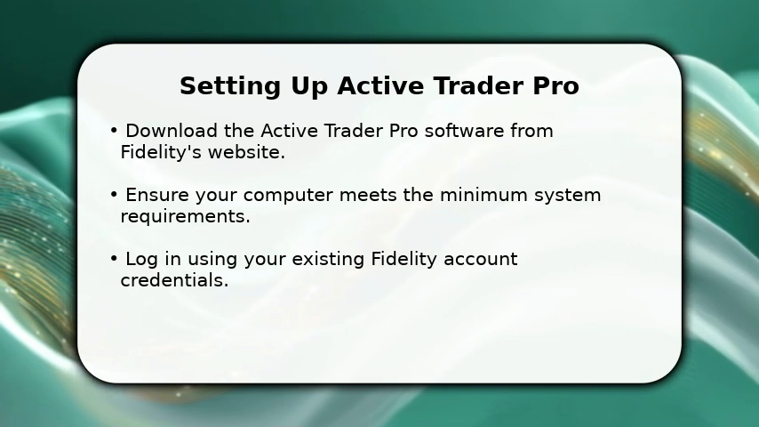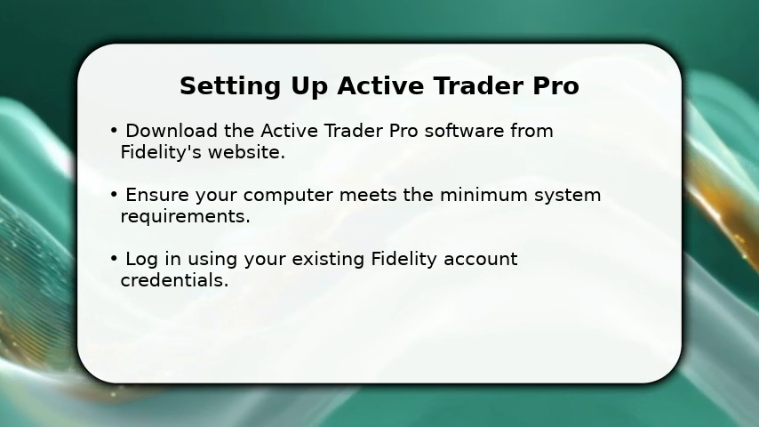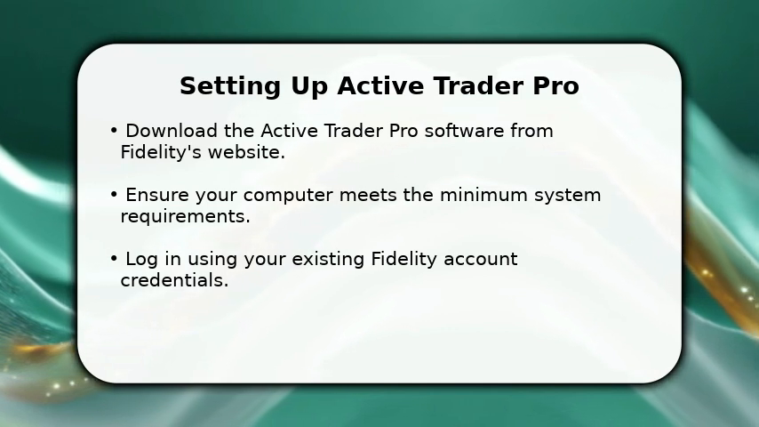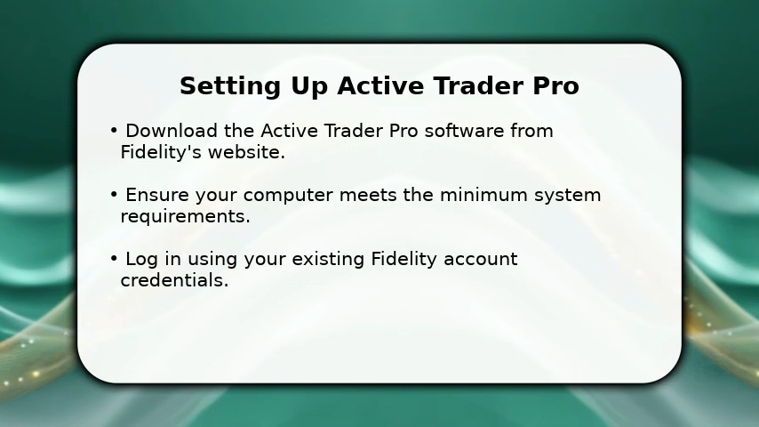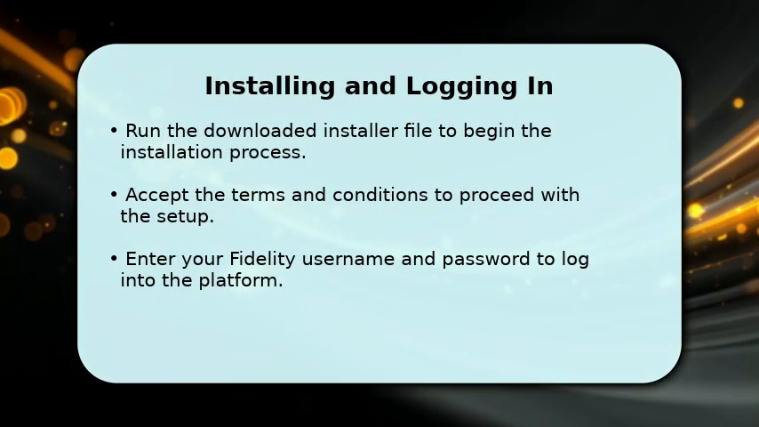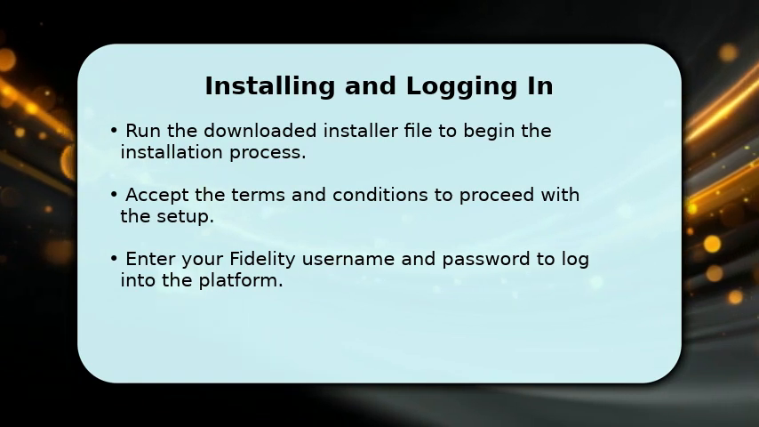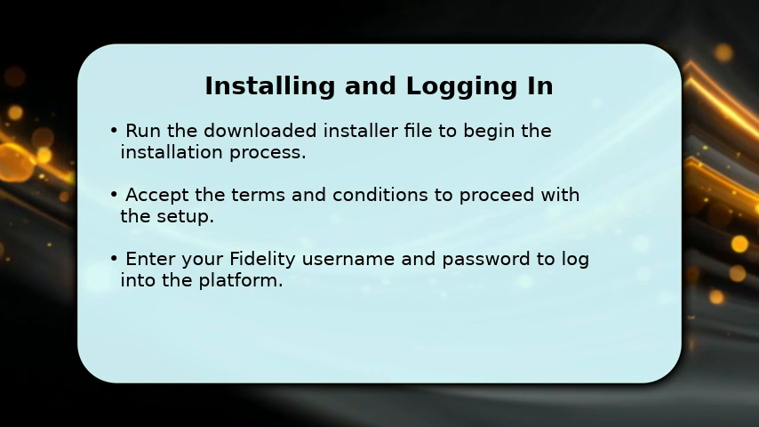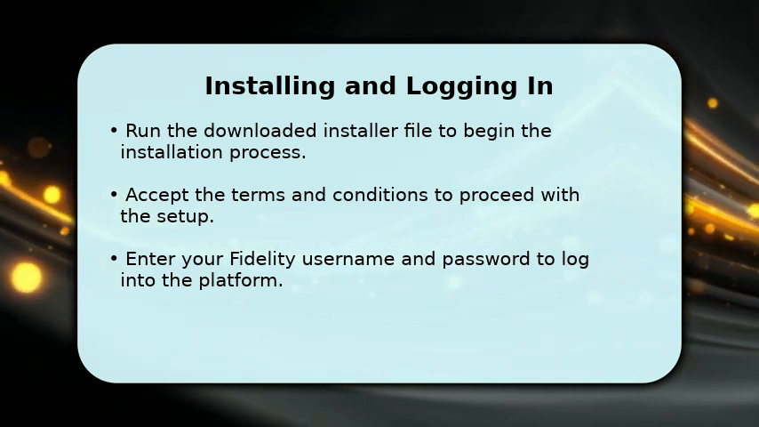Before installation, quickly verify your computer meets the minimum system requirements for optimal performance. Once downloaded, run the installer and follow the on-screen prompts to complete the setup process. After downloading, locate the installer file, usually in your Downloads folder, and double-click it to start. You'll be prompted to accept the terms and conditions. Review them and click Agree to continue.